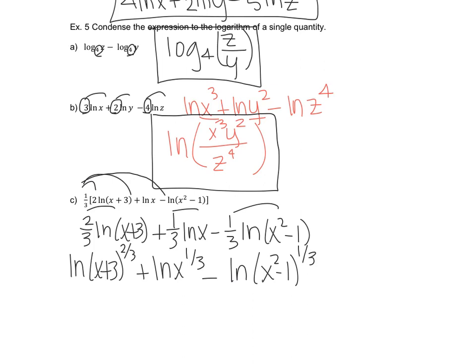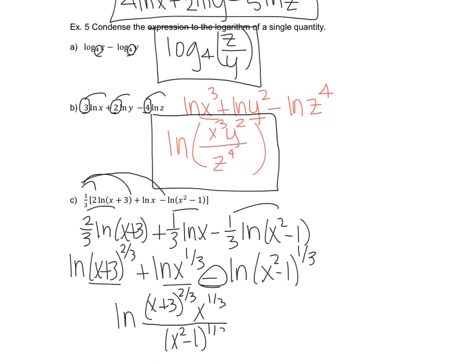So now when I get ready to write my 1 log, I'm going to write ln, and then remember these two things are multiplied on top, so I'm going to write x plus 3 to the 2/3 power times x to the 1/3 power, those are all on top, divided by, because of this minus sign, x squared minus 1 to the 1/3 power on bottom. And that is how you would write it as one singular log. And that takes care of expanding and condensing logs using the properties.